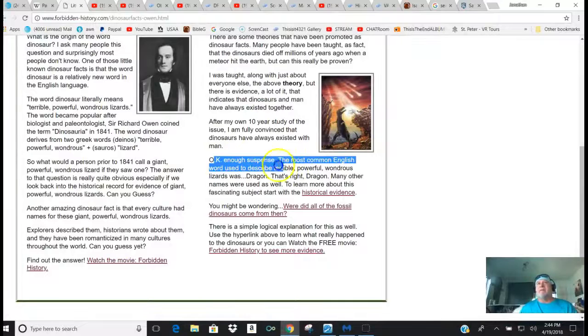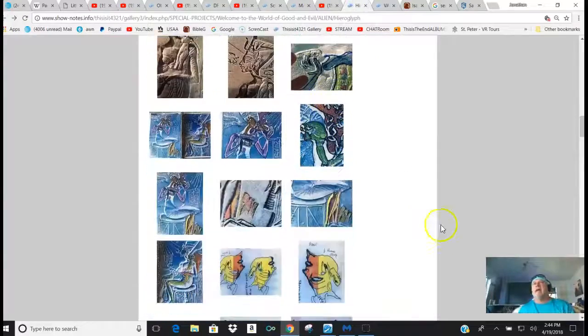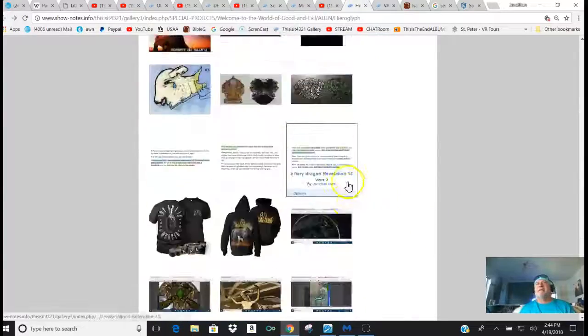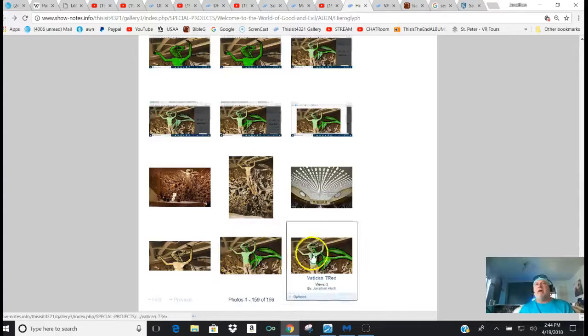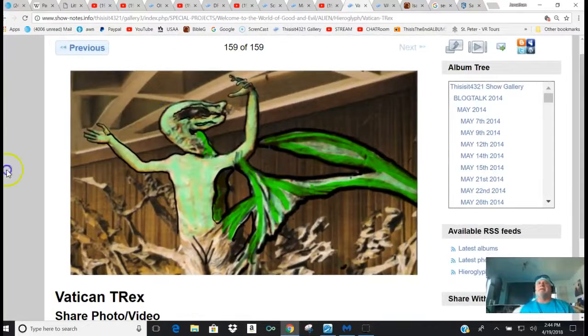Okay, enough suspense. Most common English word to describe terrible, powerful, wondrous lizards was dragon. That's right, dragon. Let's go back and have a look at something I just showed you in the audience hall. Does that look like a dragon? That looks just like a dinosaur to me with wings, very much so.